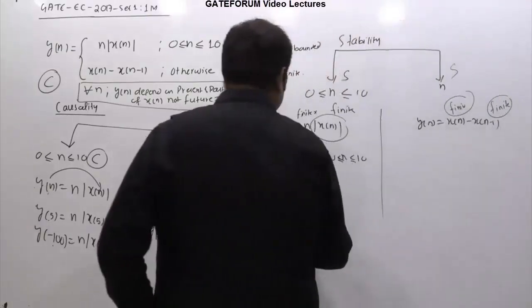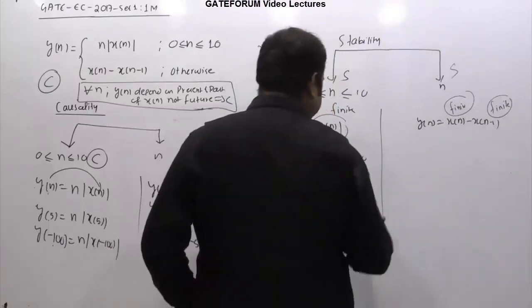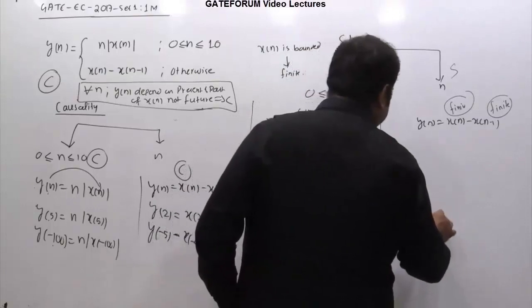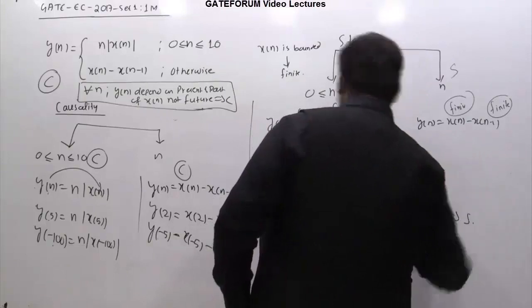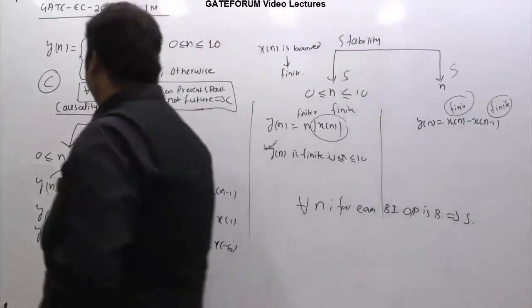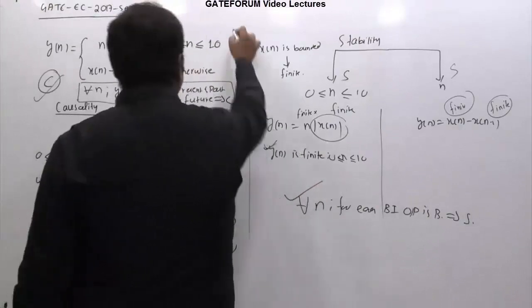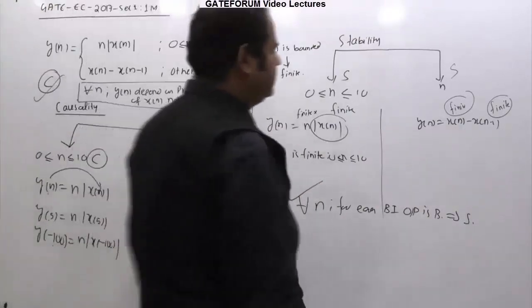So what I can say, for all range of n, for each bounded input, the output is bounded, right? Output is bounded. So this implies this is a stable system. So for all range of n, this is causal, and for all range of n, this is stable as well. So the answer is this is causal and stable, and that is given in one of the options.